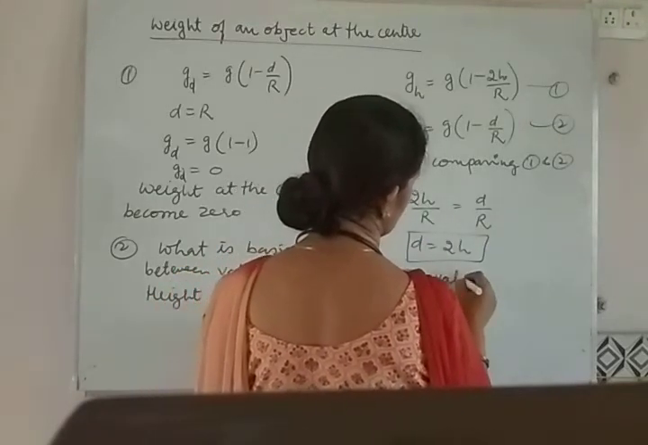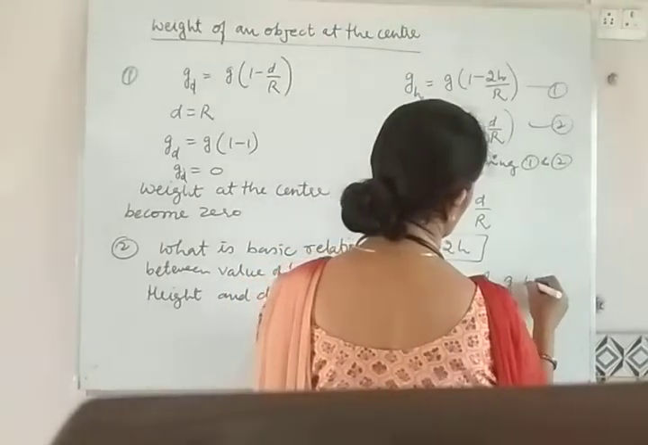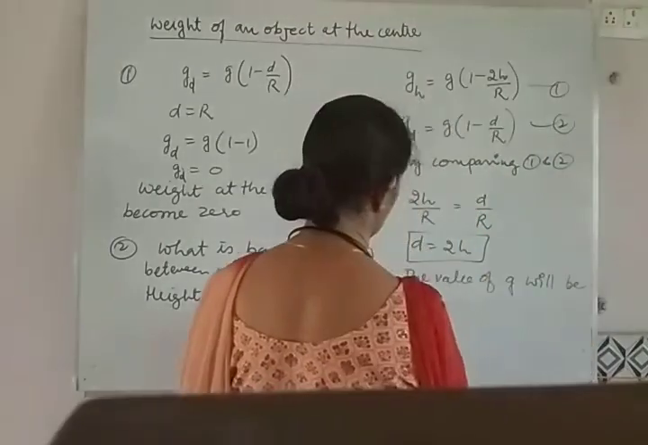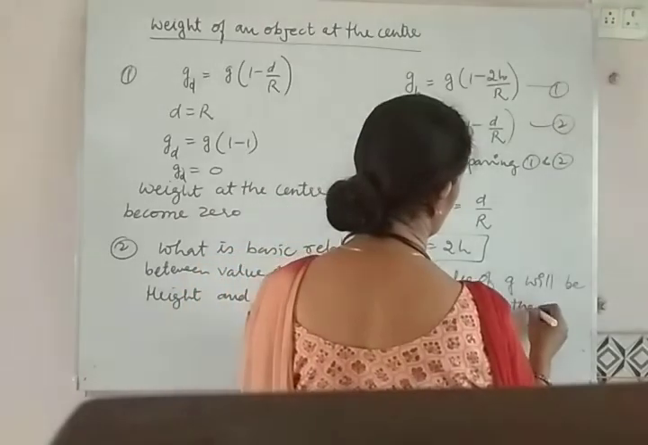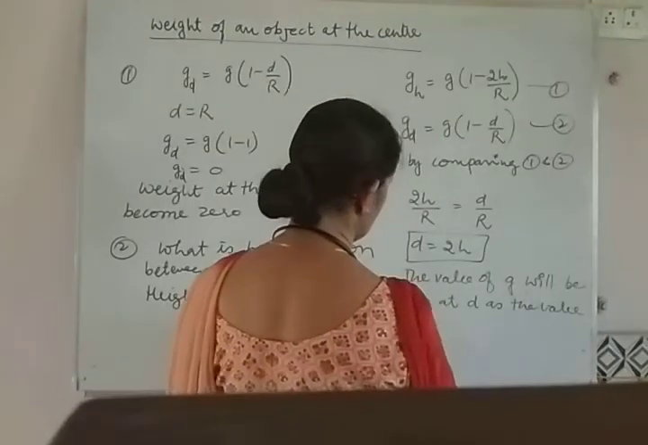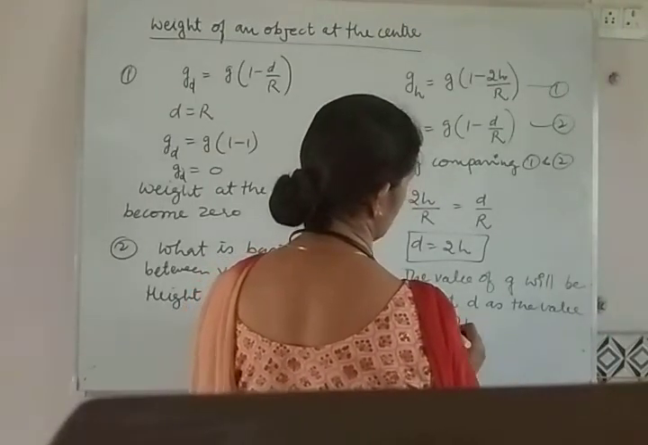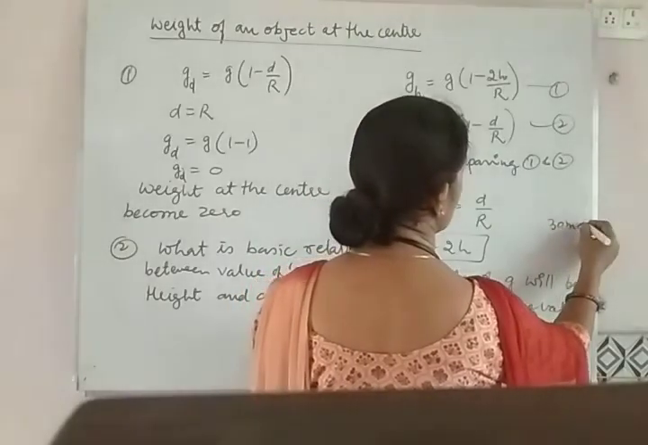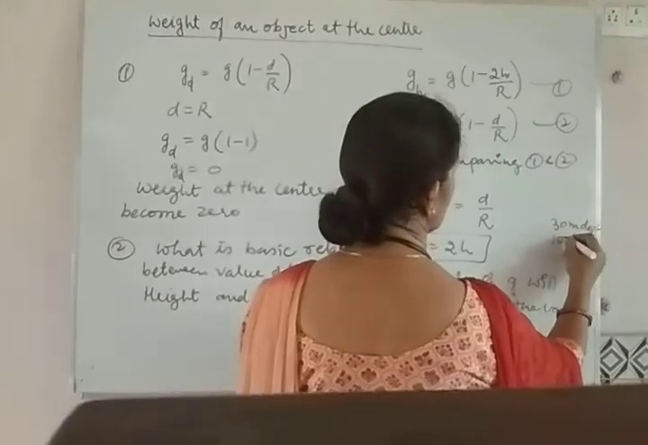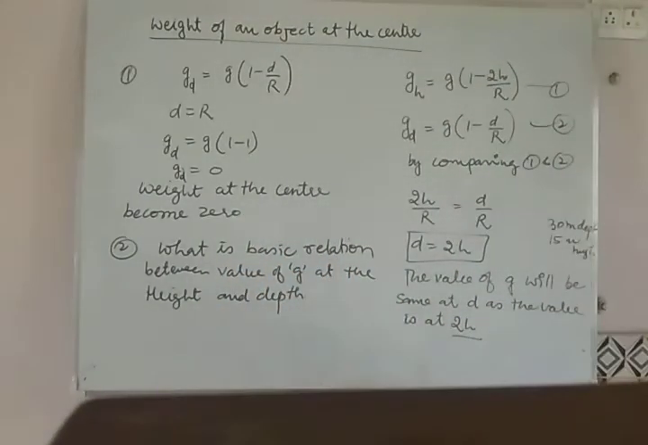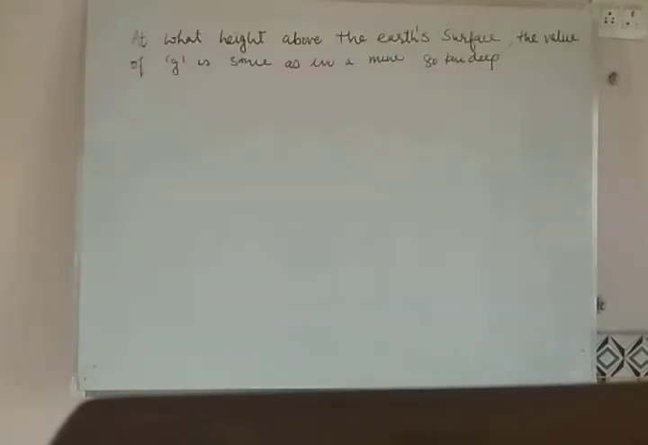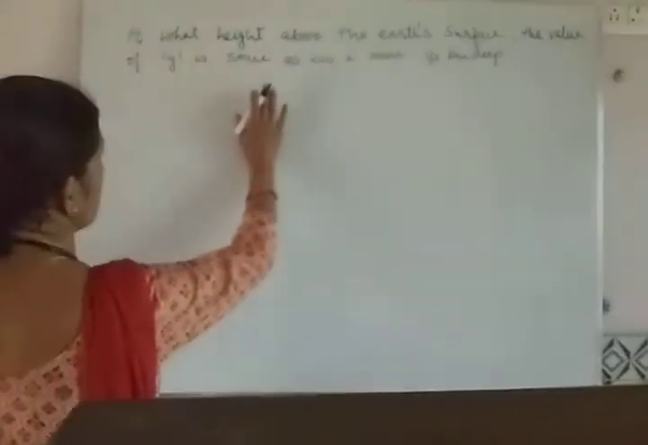The value of g will be the same at depth d as the value at height h, where d is 2h. It means 30 meter depth and 15 meter height have the same value. Now we will do the numericals. On the basis of the relation derived, we can solve this question.